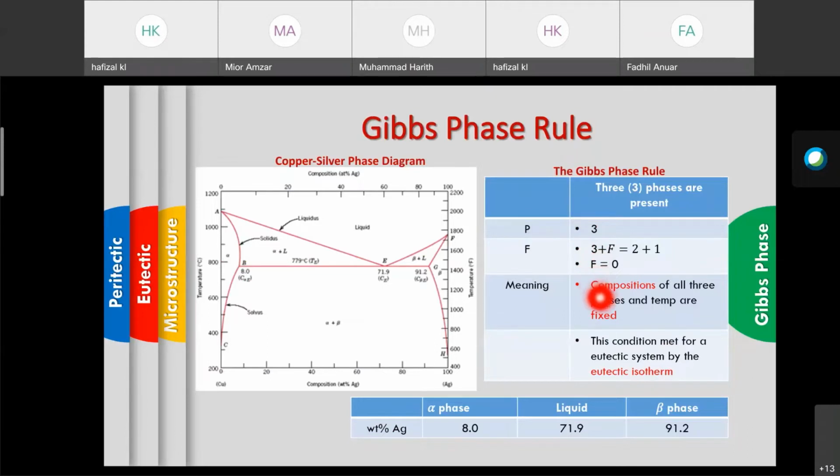In this case, if you can see, there is a line here. The line indicates the temperature is the same. Along the way, we can see differences in the presence of phases at point B, then at point E, and also at point G. We can see this condition is met for a eutectic system by the eutectic isotherm.